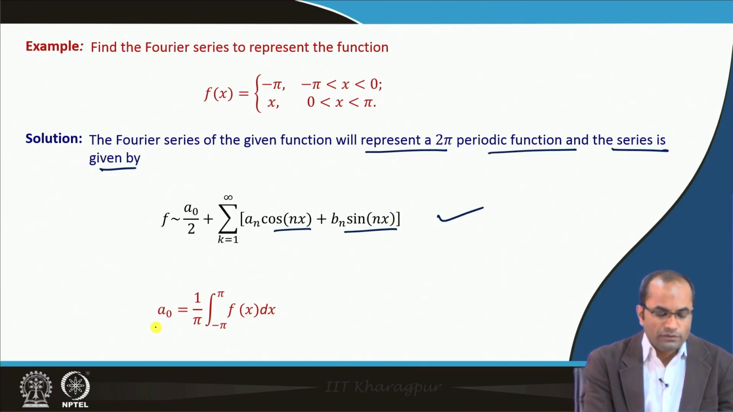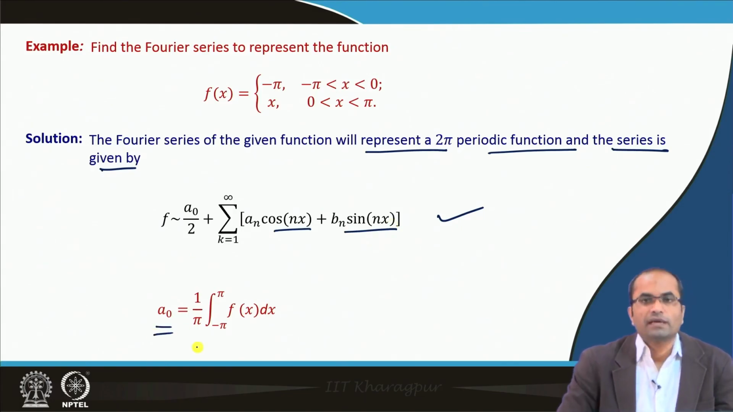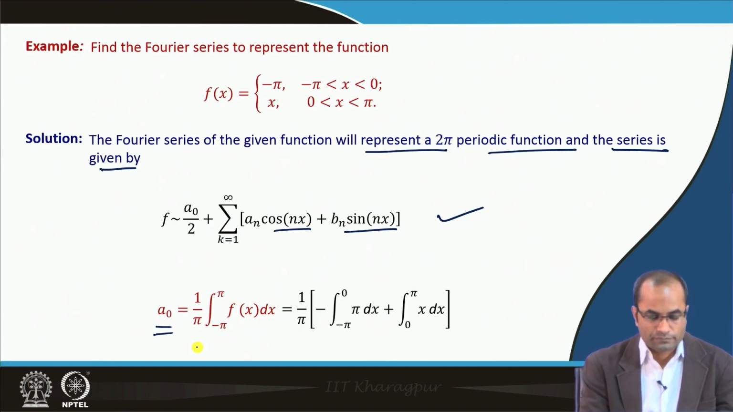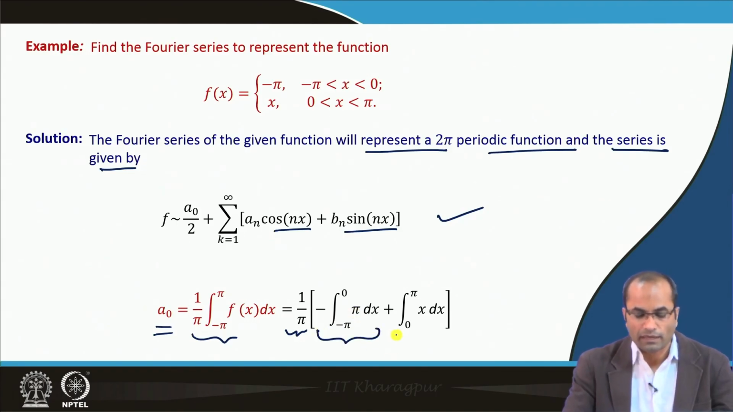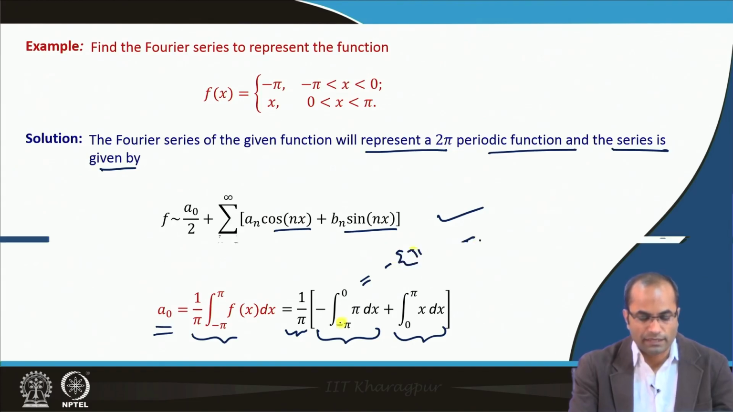So, the a naught we know already, it is 1 over pi, the integral from minus pi to pi of f(x) dx. So, we can compute this integral. We have 1 over pi, and then from minus pi to 0 the function was defined as minus pi, so we have substituted this, and from 0 to pi the function is defined as x. So, if we compute this first integral, for instance, it is pi, and then we have x.